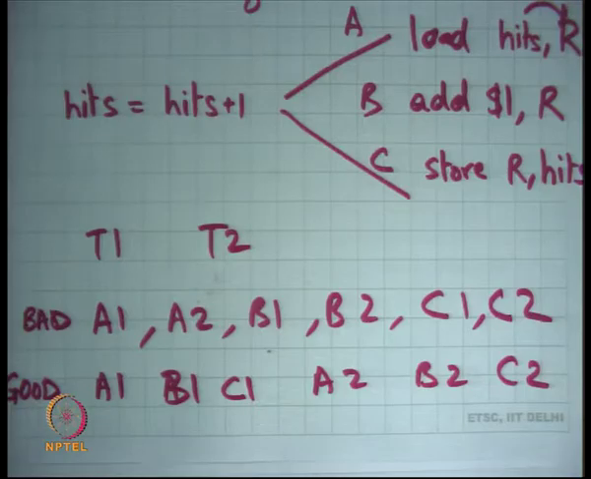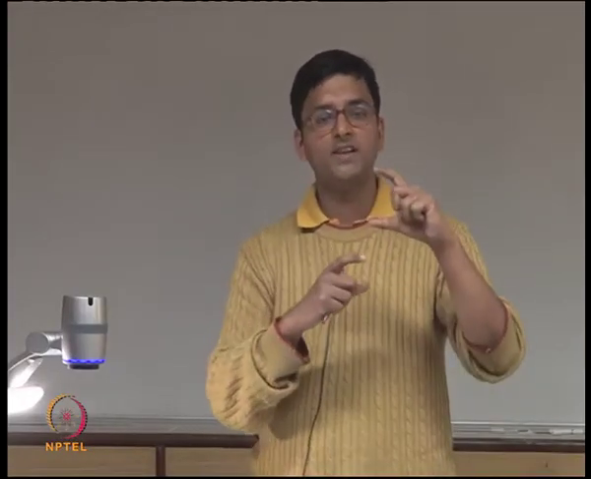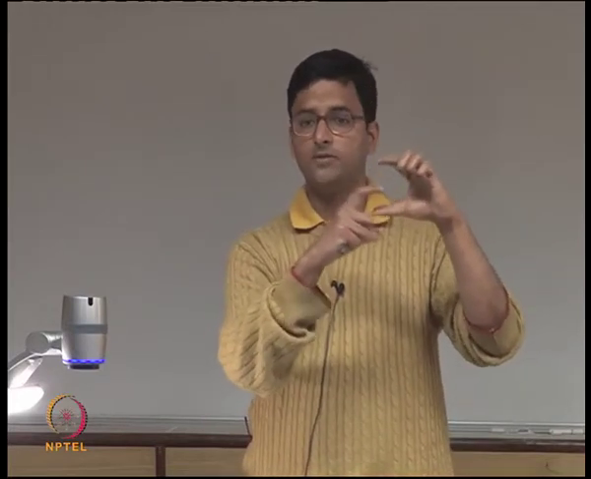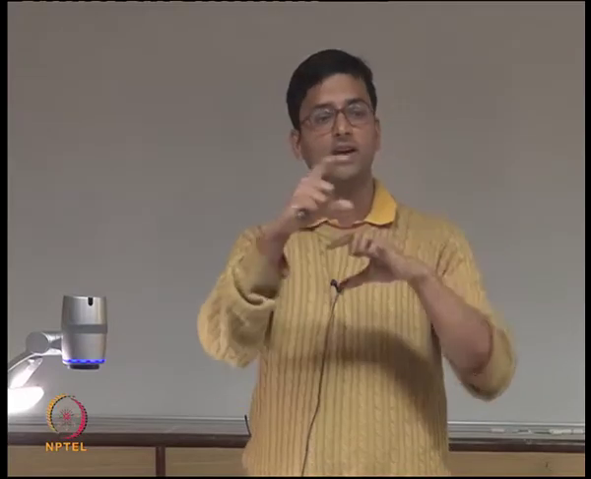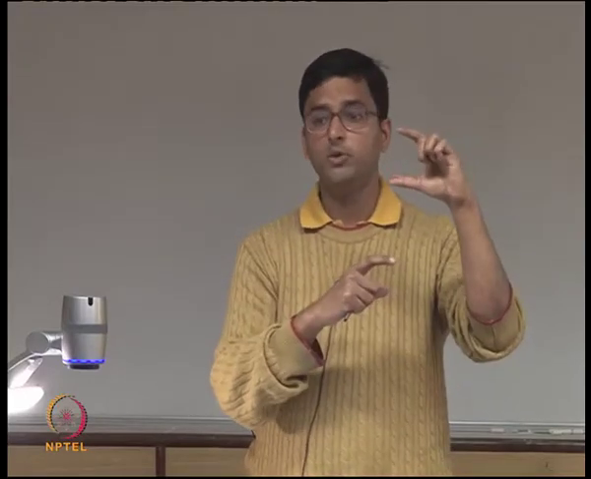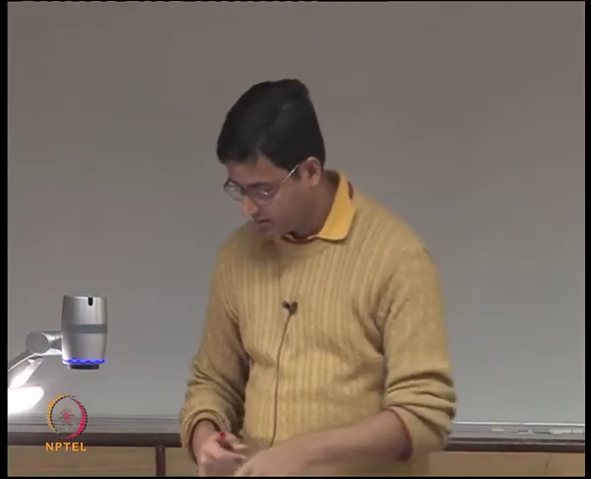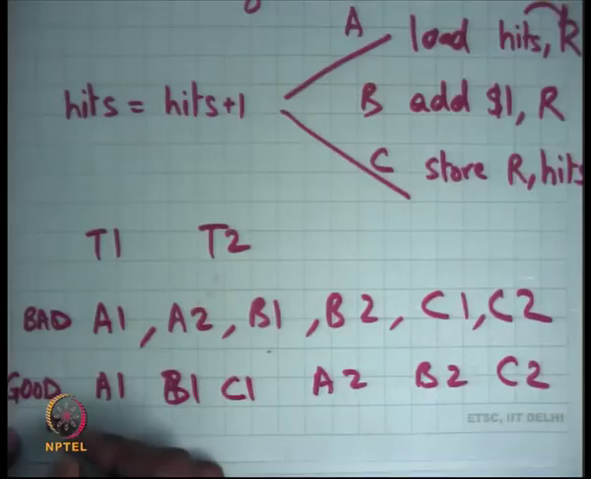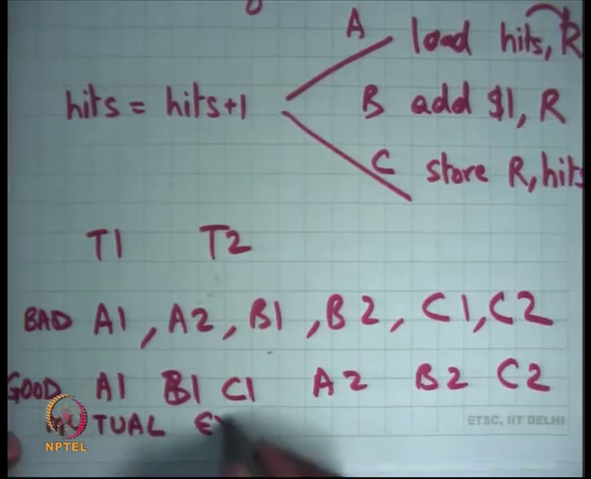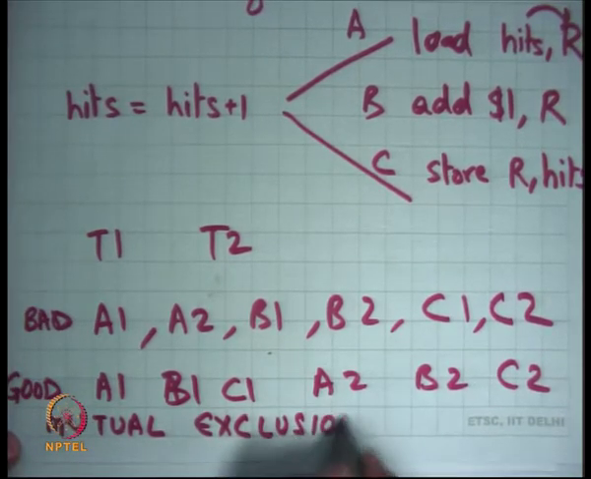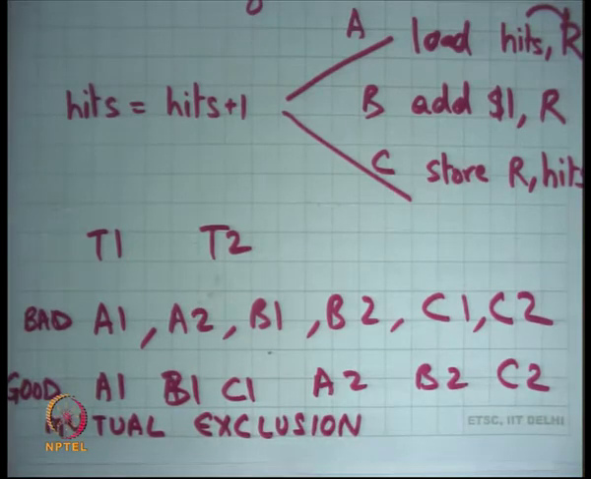In general, when we write code, we assume serial execution, and so bad interleavings are usually interleavings that involve overlaps, and good interleavings are interleavings that involve mutual exclusion. So while I am running here, you are not going to run here, so you are going to run after I have run. It does not matter the order in which I run.